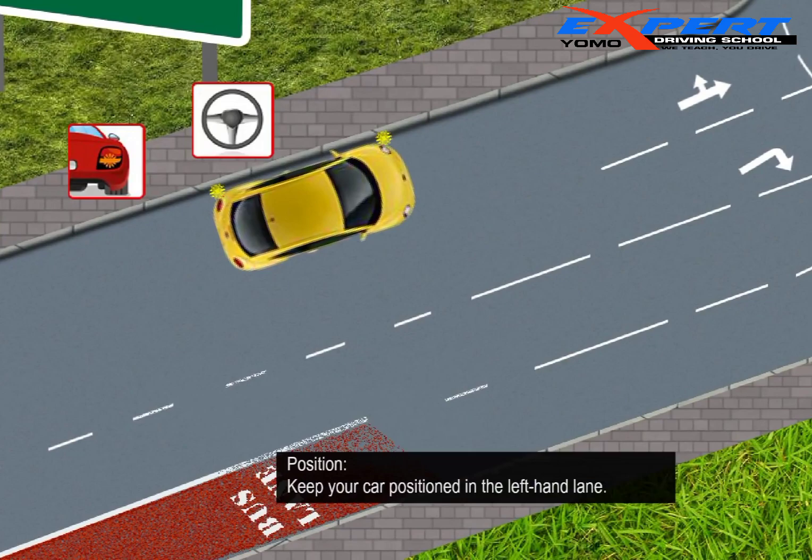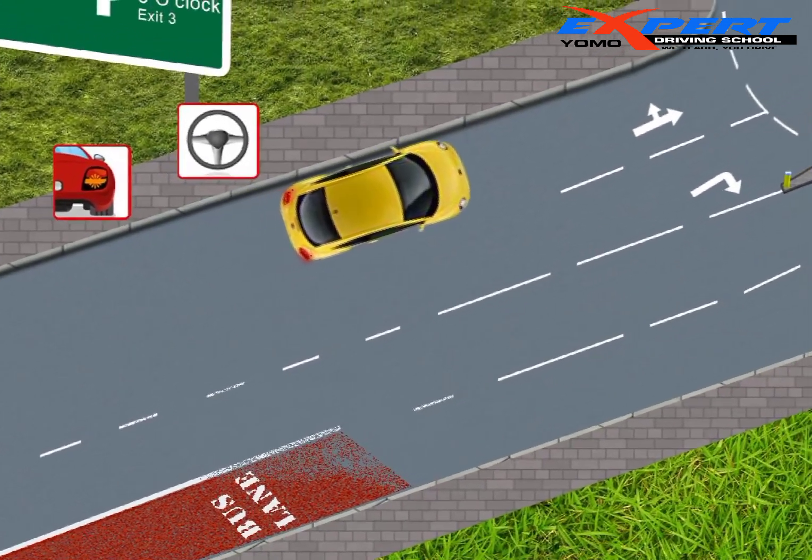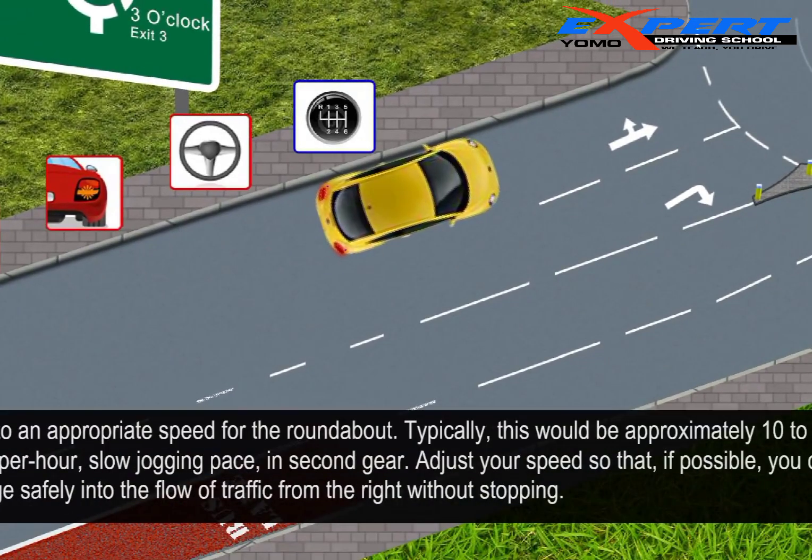Position. Keep your car positioned in the left-hand lane. Slow to an appropriate speed for the roundabout. Typically, this would be approximately 10 to 15 miles per hour, slow jogging pace, in second gear. Adjust your speed so that, if possible, you can emerge safely into the flow of traffic from the right without stopping.